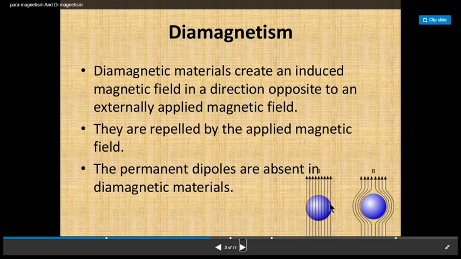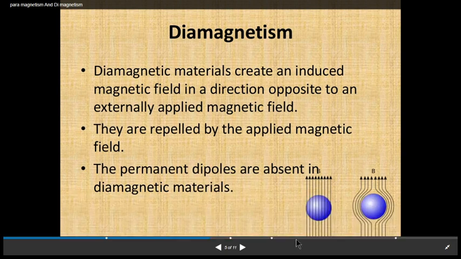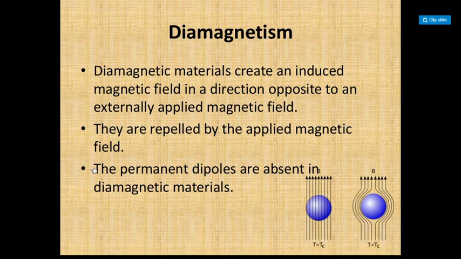So again, if it's a non-magnetic material, the field lines can pass without deviation very easily, but if the material is a diamagnetic material, it starts repelling, and this is what you can look at here. A diamagnetic material creates an induced magnetic field in the direction opposite to an externally applied magnetic field. That means you require an external applied magnetic field, and the diamagnetic material opposes the applied external magnetic field, and is repelled by it. That means it is repelled, or it goes away.